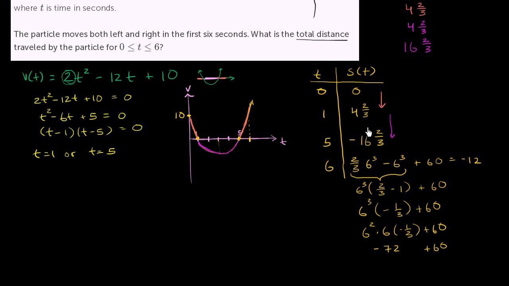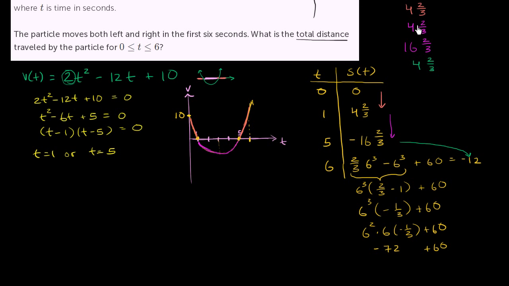Another way to think about it, the difference between these 2 points is 4 and 2/3 minus negative 16 and 2/3, which is the same thing as 4 and 2/3 plus 16 and 2/3. And then to go from negative 16 and 2/3 to negative 12, you went another 4 and 2/3, now to the right.